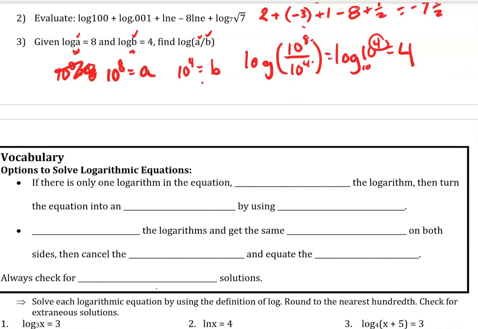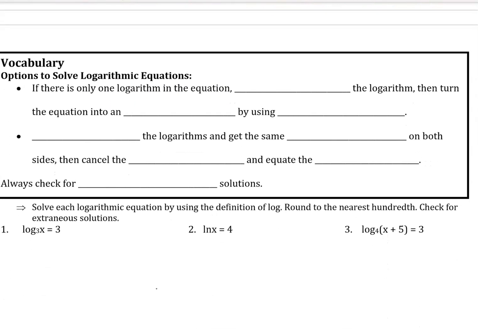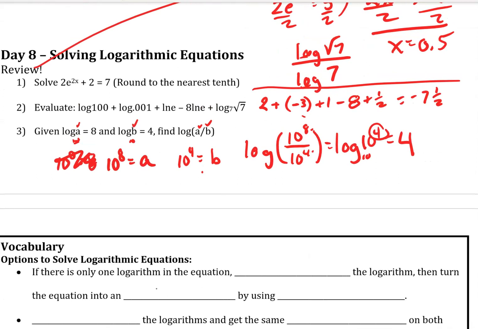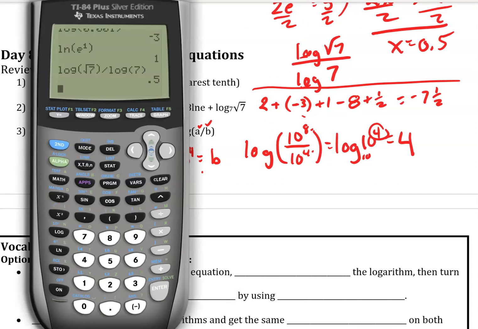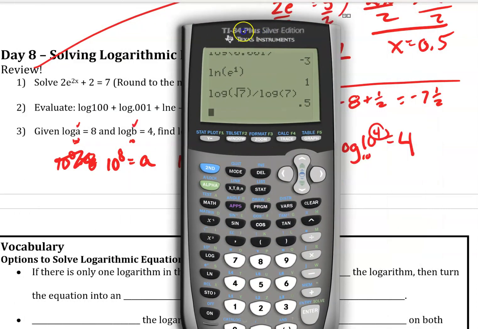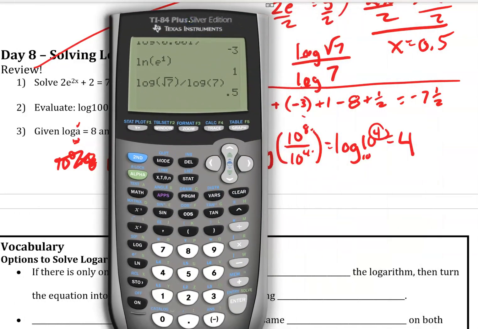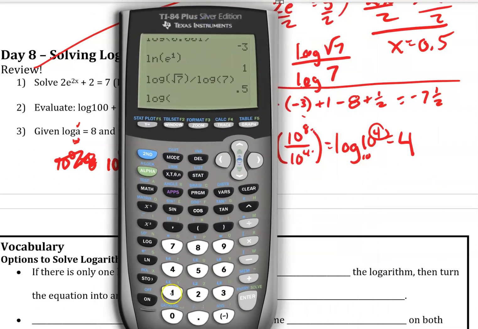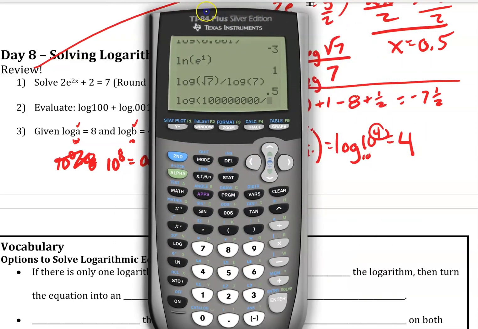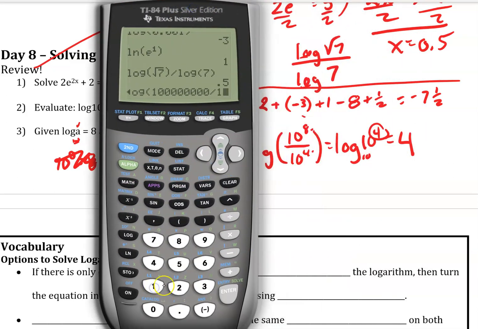Moving on to new work. Oh, by the way, if you wanted to check your work there, a was 10 to the 8th, so log of 10 to the 8th, 1, 2, 3, 4, 5, 6, 7, 8, divided by 10 to the 4th, 1, 2, 3, 4.